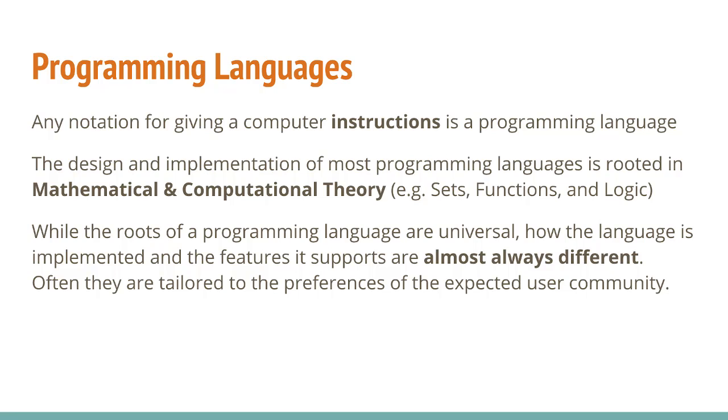Now it's important to remember that while the roots of a programming language are universal, how the language is implemented and the features it supports are almost always different. That's because languages are created for different purposes. They all are intended to give instructions to the computer. However, who creates them and why they were motivated to create them is what separates languages. Often languages are tailored to the preferences of the expected user community. There are some languages that are very well loved in the scientific community, and there are others very well loved in the business community. They serve different masters, but they have a lot in common.